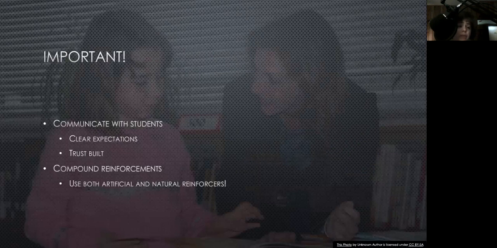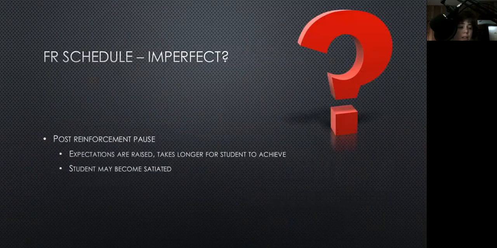Two important things about fixed ratio schedules. First, it's important to talk to your students specifically about what the schedule is to ensure that the expectations are clear and that there's trust between you and that student. And second, compound your reinforcements. Put your artificial reinforcement on one schedule, but keep natural reinforcers on a more continuous schedule. And we'll talk about that a little bit later.